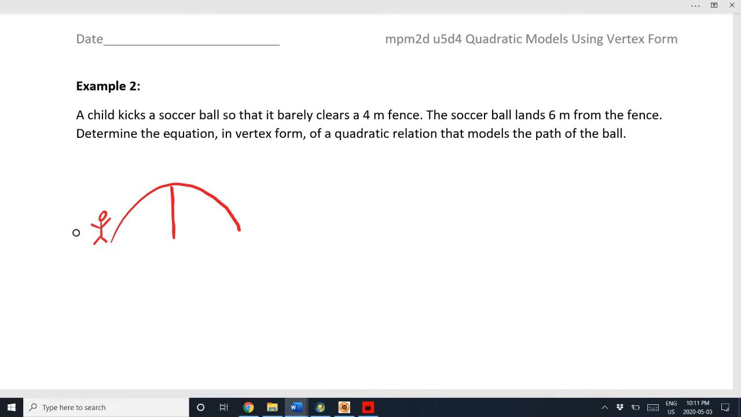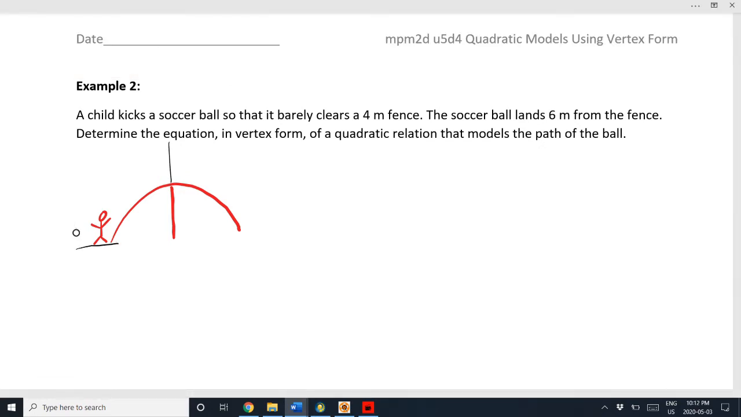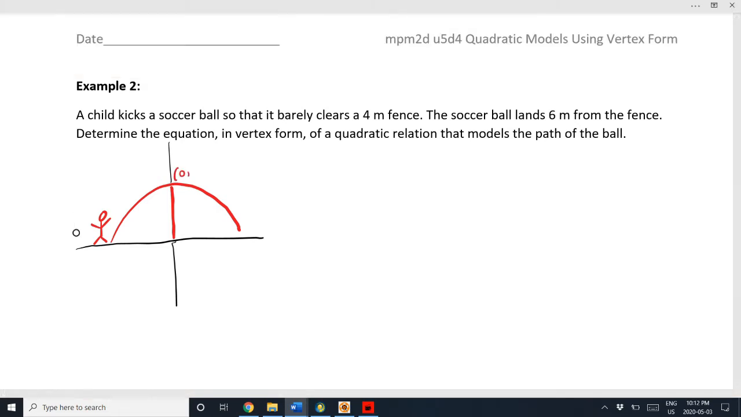So if we centered our Cartesian plane right on this spot here, the fence would be on the y-axis. And for it to clear just barely over 4 meters, we can assume that, if we center this at 0, and this is our y-axis, this is going to be (0, 4) for our vertex. And since it lands 6 meters away, this distance here is going to be (6, 0), where 0 is the ground and 6 is that 6 meters away.